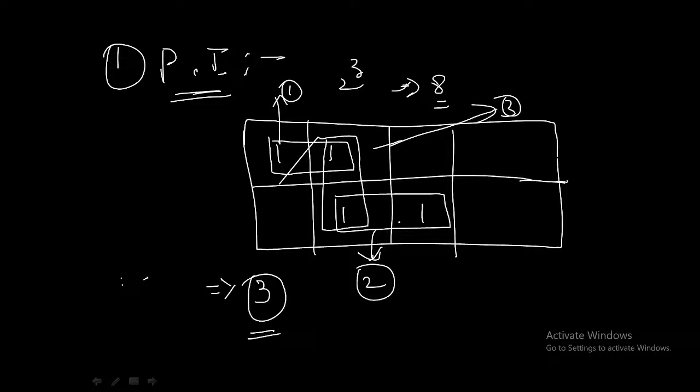Prime implicants are nothing but the groups of squares or rectangles. This is one group, this is the second group, and this is the third group. So in total there are three prime implicants.